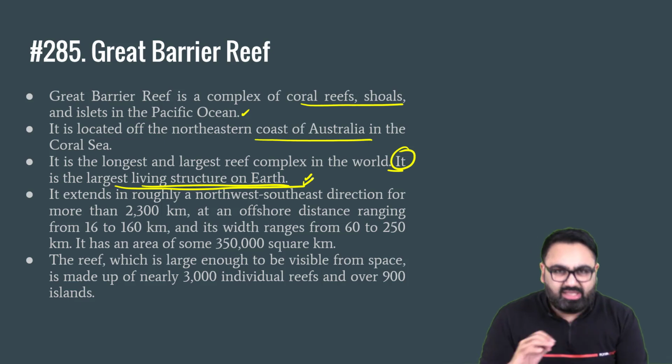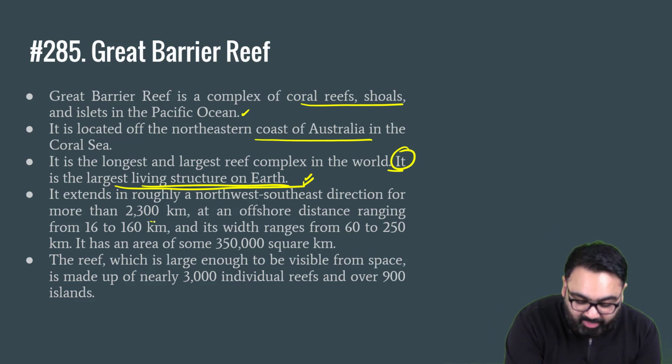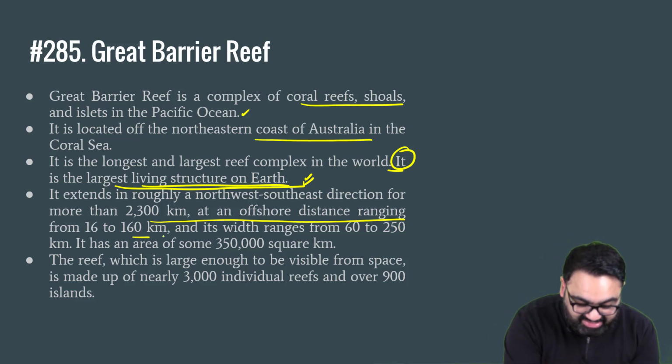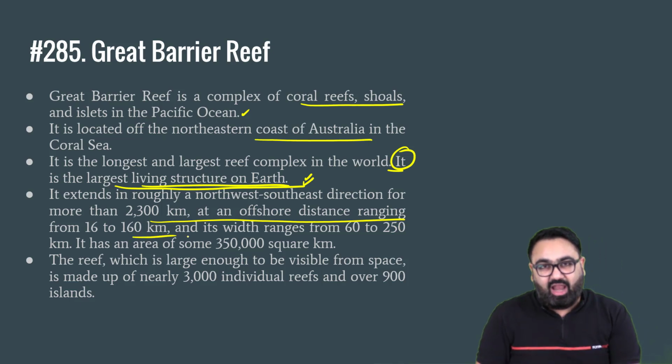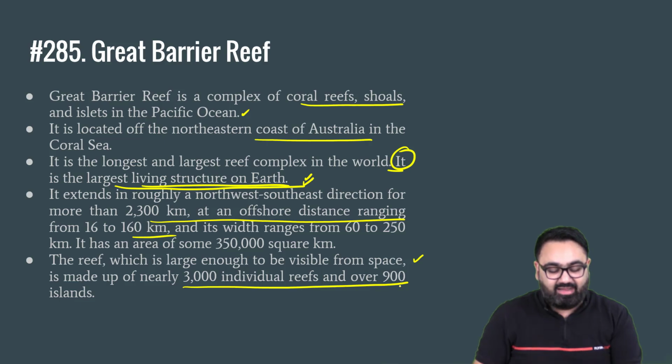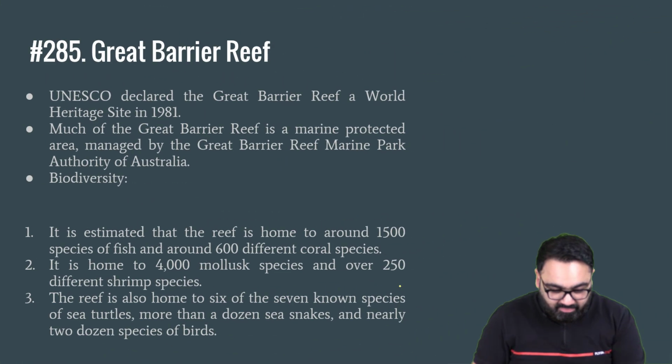It mostly is measured around 2300 kilometer, and at an offshore distance it can go from 16 to 160 kilometer as well. It is large enough to be visible from space also. It's made up of roughly 3000 individual reefs and over 900 islands collectively.